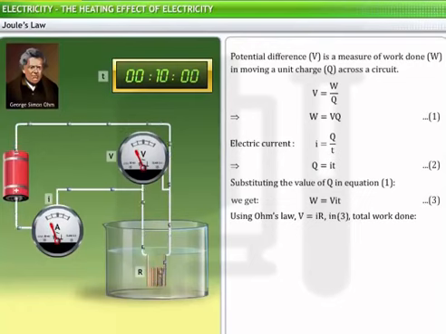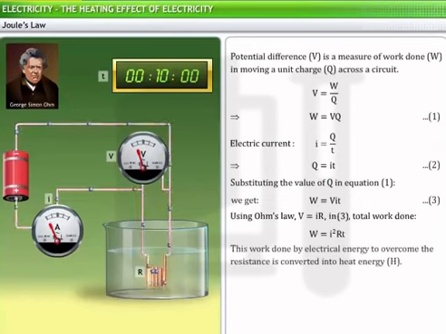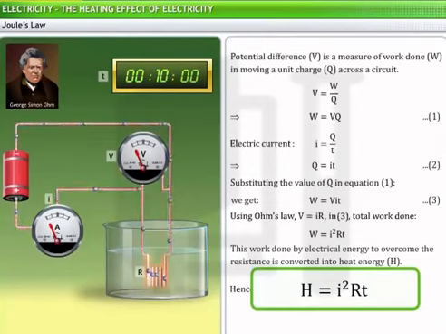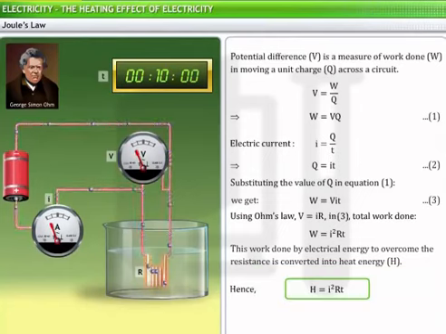Now let's use Ohm's law, V = IR, in expression 3, to get the formula for the total work done by electric current. The total work done by electric current, W, is equal to I²RT. This work done by electric current to overcome the resistance of a conductor is converted into heat energy, which is represented by H. Hence, H = I²RT.